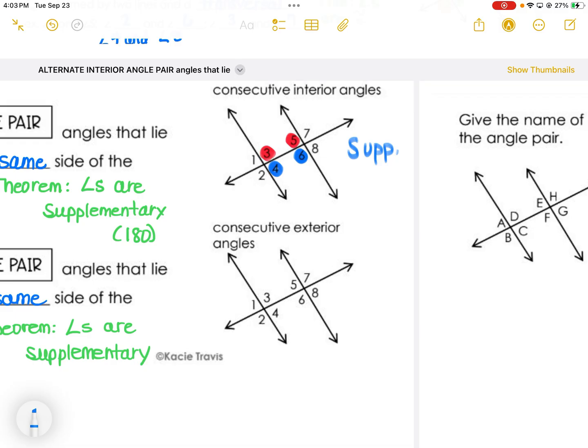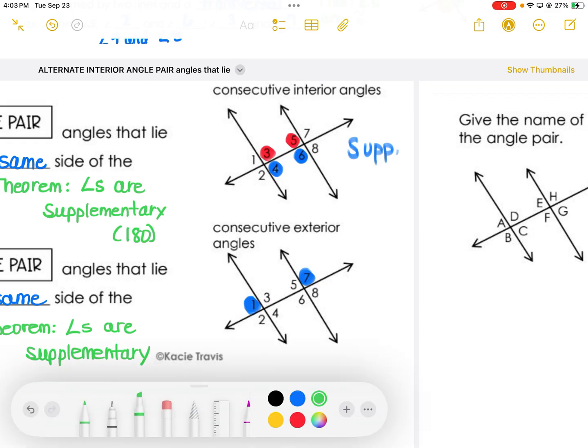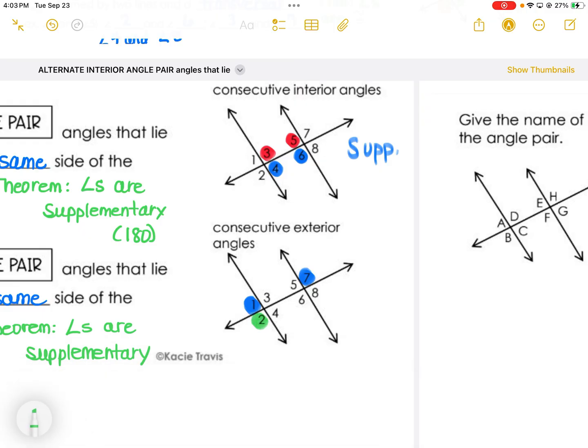And then lastly, our consecutive or same side exterior. 1 is an exterior angle, and its partner is way over here with 7. Okay, so they're both on the top of the transversal, but exterior angles. And then we compare 2 is exterior with 8 that's exterior also. Those are also supplementary.